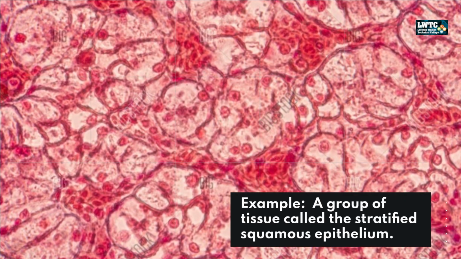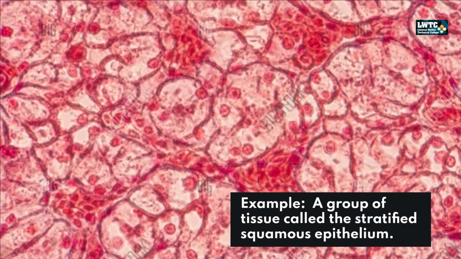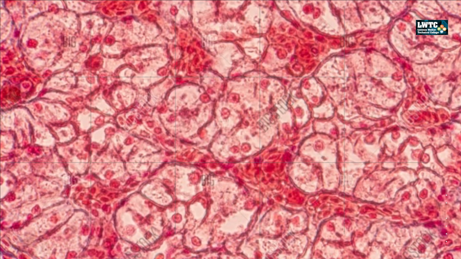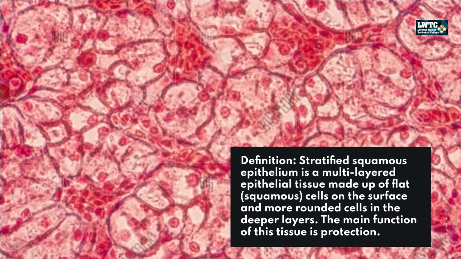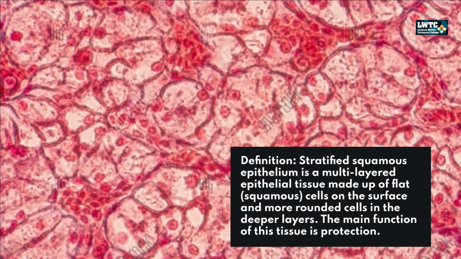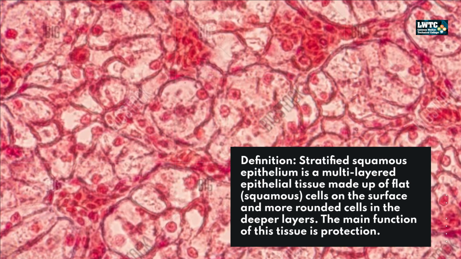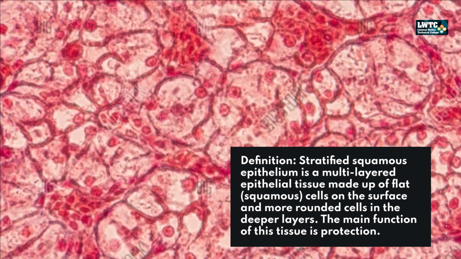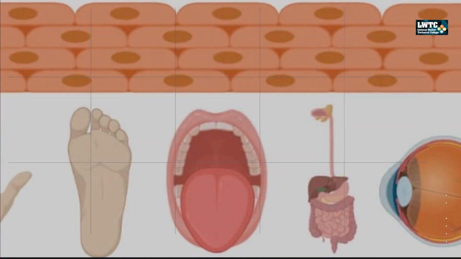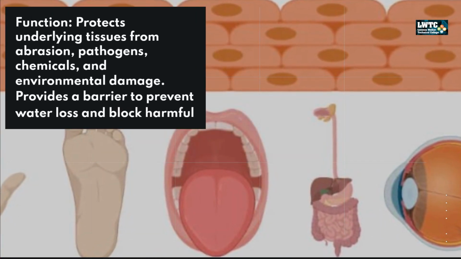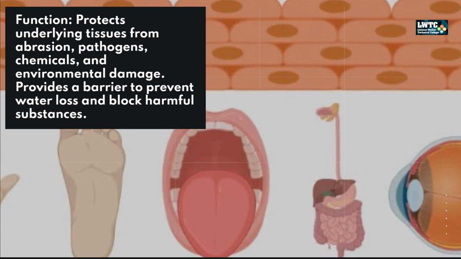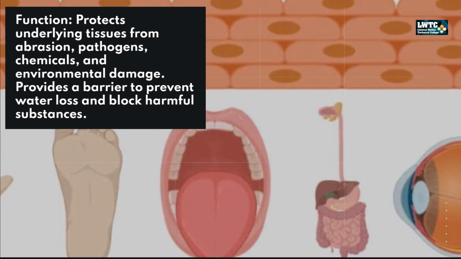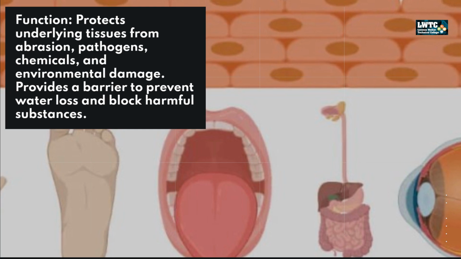Example: a group of tissue called the stratified squamous epithelium. Definition: stratified squamous epithelium is a multi-layered epithelial tissue made up of flat, squamous cells on the surface and more rounded cells in the deeper layers. The main function of this tissue is protection. Function: protects underlying tissues from abrasion, pathogens, chemicals, and environmental damage. Provides a barrier to prevent water loss and block harmful substances.